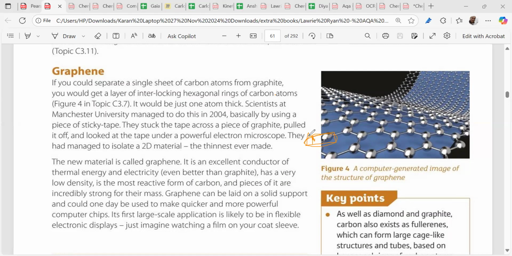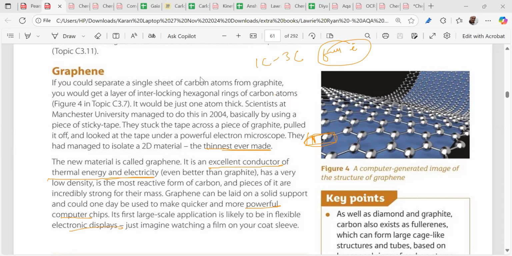And where is it used? It is used in computer chips. So graphene is the thinnest substance ever made. Why? One carbon thick, a single layer of graphite. And it is an excellent conductor of electricity and thermal energy. Because why? One carbon is attached to three other carbons, so the fourth electron per carbon is free. So this is used in computer chips and electronic displays.